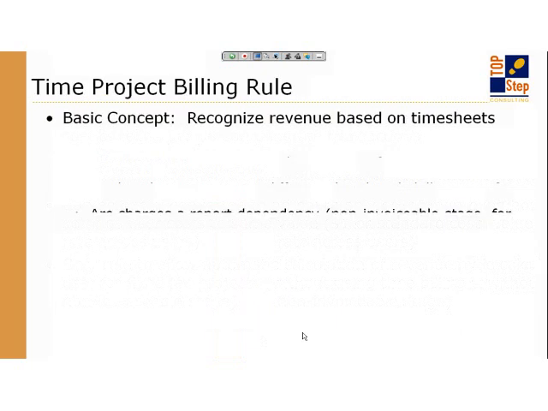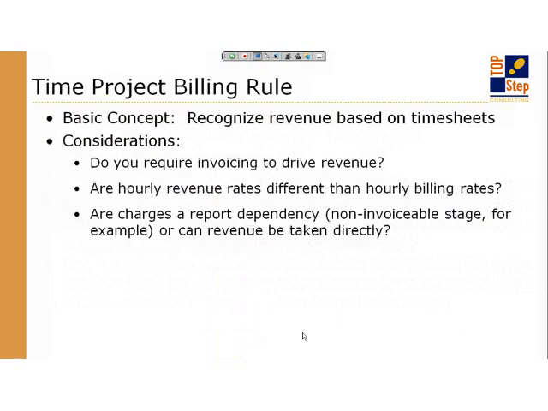The last one is the time project billing rule. The basic concept here is you can recognize revenue directly from timesheets and avoid invoicing altogether. Of course, many of you may be cringing at that, but there are some reasons you would want to do this. The questions you have to ask are: do you require invoicing before you can take revenue? If the answer is yes, then this is probably not the rule for you. But are you taking a different revenue rate versus what you're invoicing the customer? This is that whole VSOE thing.